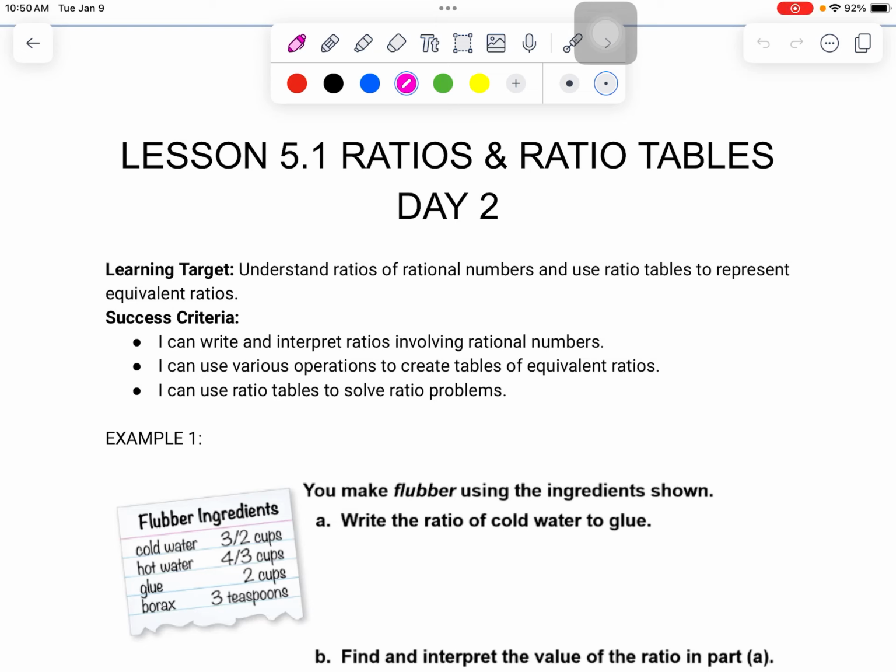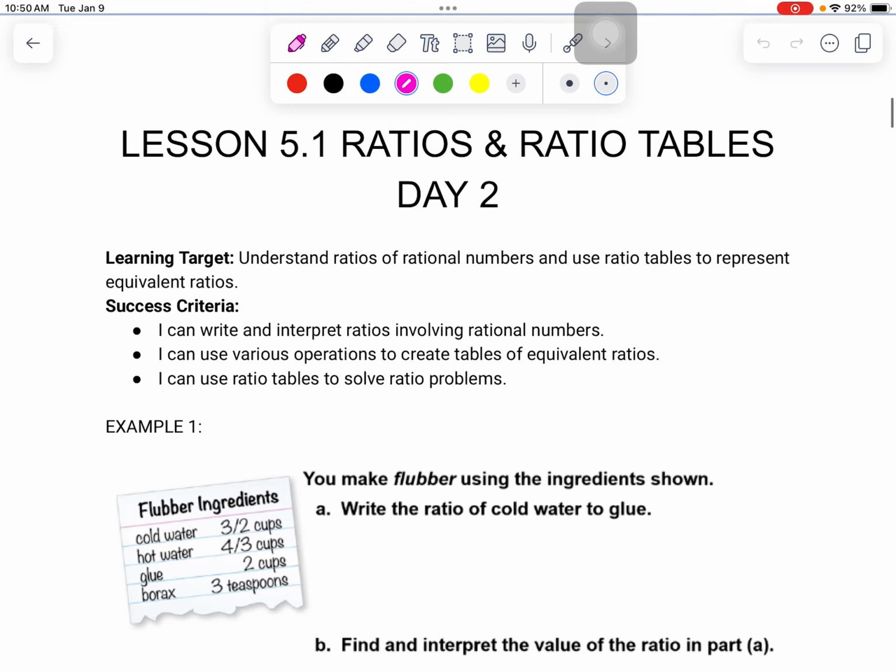All right, guys, today we are going to look at lesson 5.1, day 2. So we're going to continue looking at ratios and ratio tables.